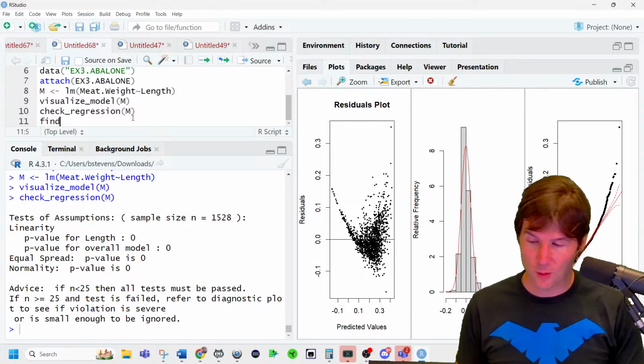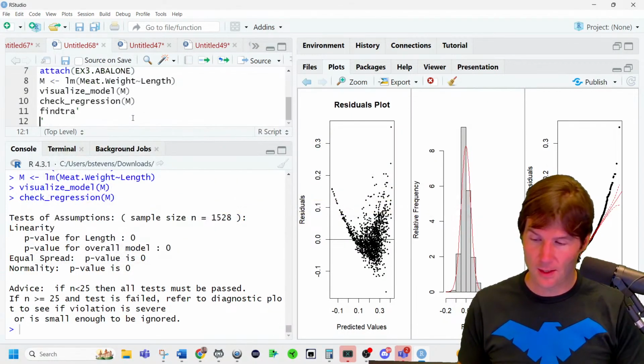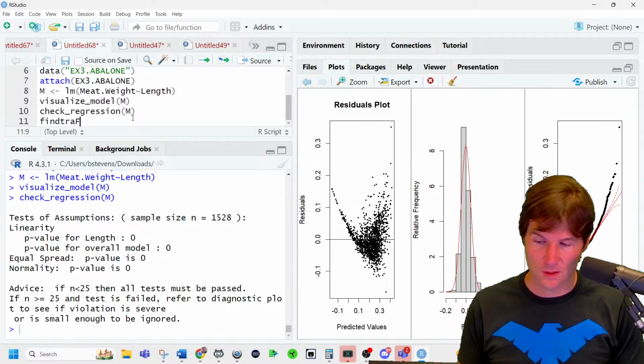And so what we can do is what's called fine transformations, and this will run a vector of transformations. This is not in 201.